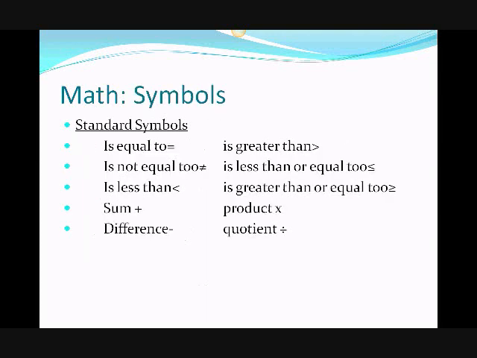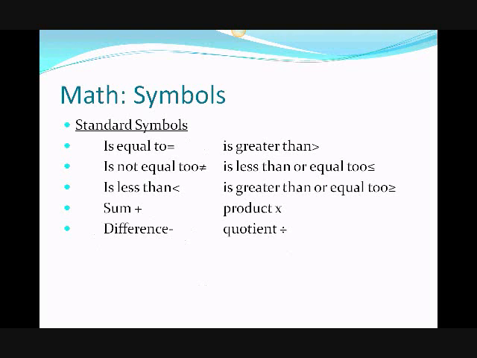Of course, we have symbols. Is equal to is the equal sign. Is not equal to is the equal sign with that little strike through mark. Is less than is the sign beside it. Sum is an addition sign, difference is a minus sign. Is greater than, it looks like it's eating it up. Is less than or equal to, is greater than or equal to. Those are the same as the less than and greater than signs with the line underneath.